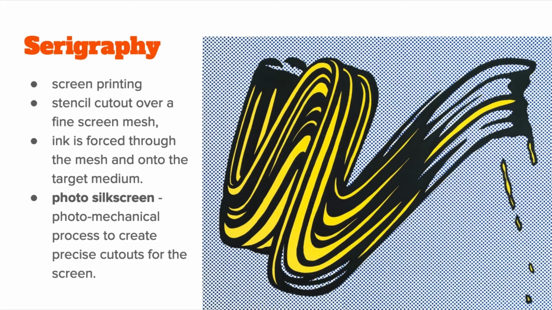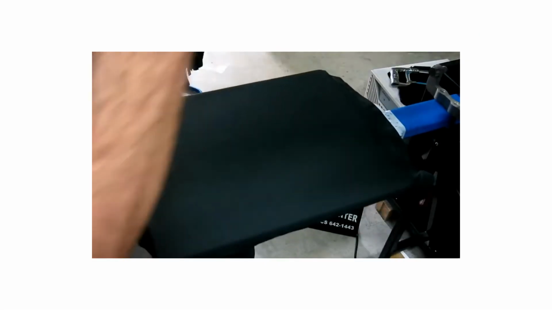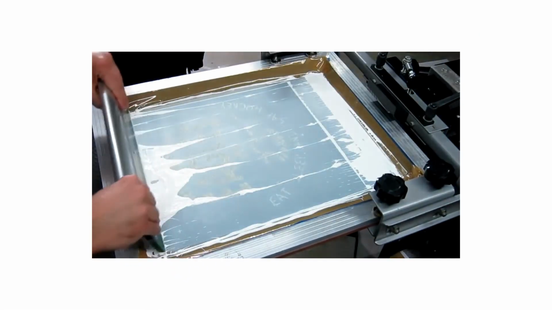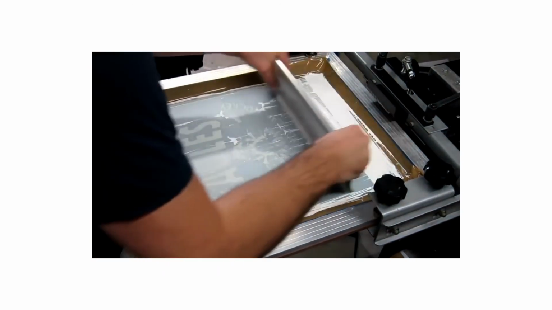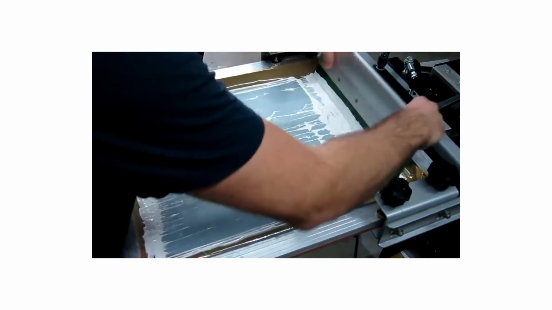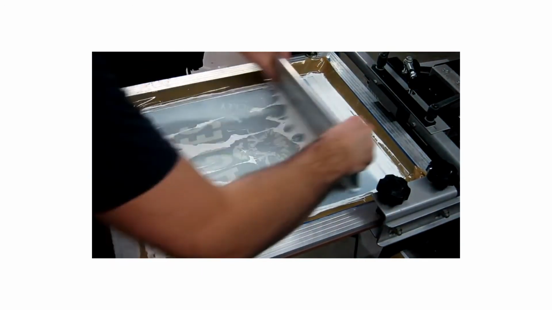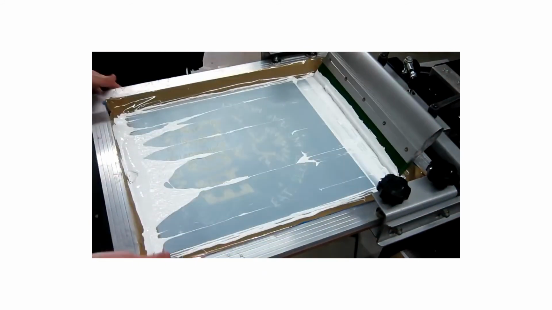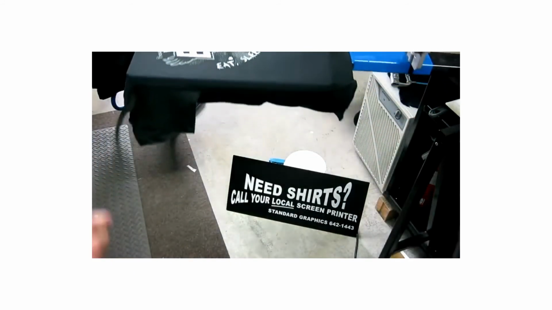Serigraphy, screen printing, allows prints to be made not only on paper, but also on fabric. This technique is very popular for applying images to t-shirts and clothes. It uses a screen and a stencil cutout. Ink is forced through this mesh by a squeegee.